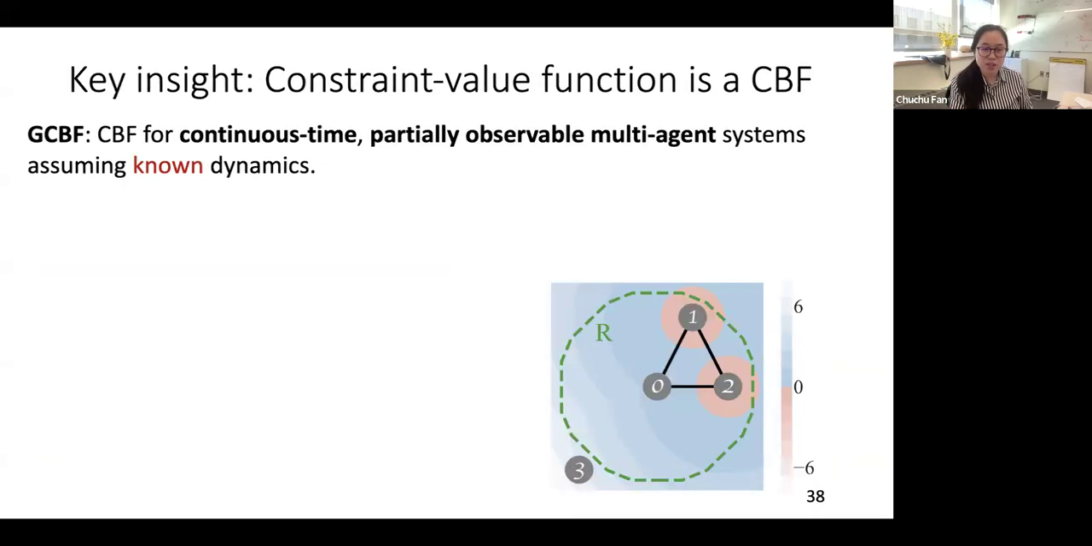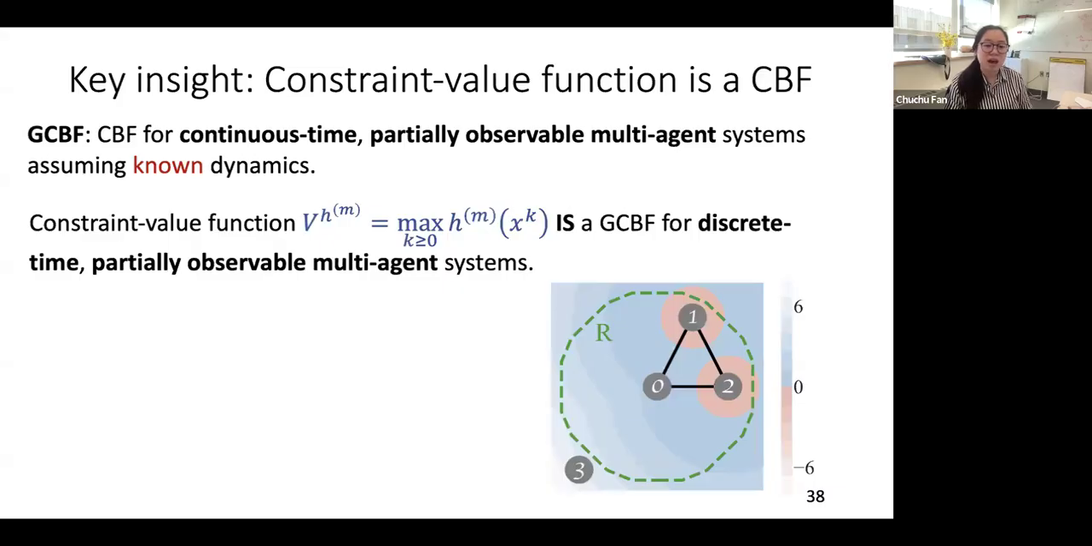So remember, GCBF is a CBF for continuous-time, partially observable multi-agent systems, assuming known dynamics. The key insight that we use in this work is to prove that a constraint value function itself is already a valid GCBF for discrete-time, partially observable multi-agent systems.